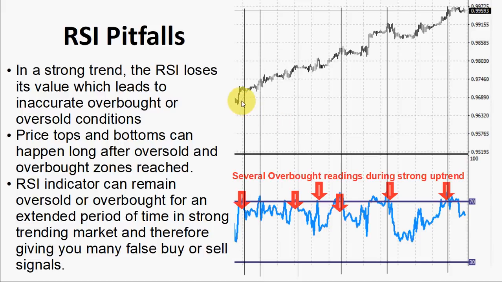Here you see this is a strong uptrend. Price actually is still trending up. Meanwhile, RSI is reaching overbought level several times, indicating that we might reverse very soon. But there is no reversal. We just see the uptrend continue. Okay, so RSI indicator can remain oversold or overbought for an extended period of time in a strong trending market, and therefore giving you many false buy or sell signals.